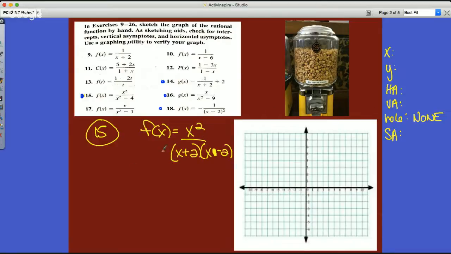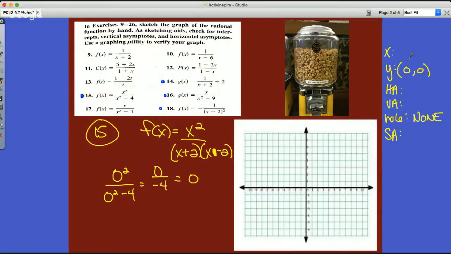Now, as far as the x and y intercepts, remember the y-intercept is when we plug 0 in for x. So if I were to plug 0 in for x in the original, we'd have 0 squared over 0 squared minus 4. Well, on the top we'd get 0. On the bottom we get negative 4. 0 over negative 4 just gets me 0. So hence we have 0 as a y-intercept. And again, we put it in as a point.